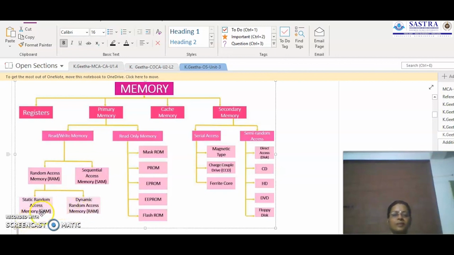Okay, if you are going to use capacitors, then the capacitors will be charged and discharged. They cannot store the data item for longer period of time, so every time it has to be recharged. So dynamically it's going to change, so we have to refresh it every time. So that is going to be coming under the category dynamic random access.